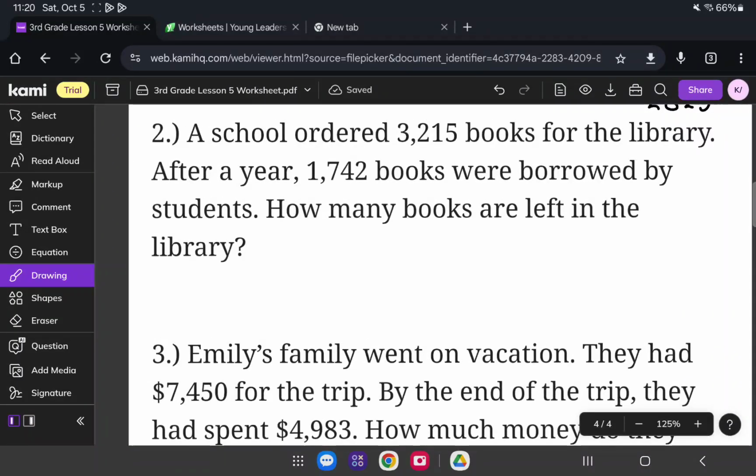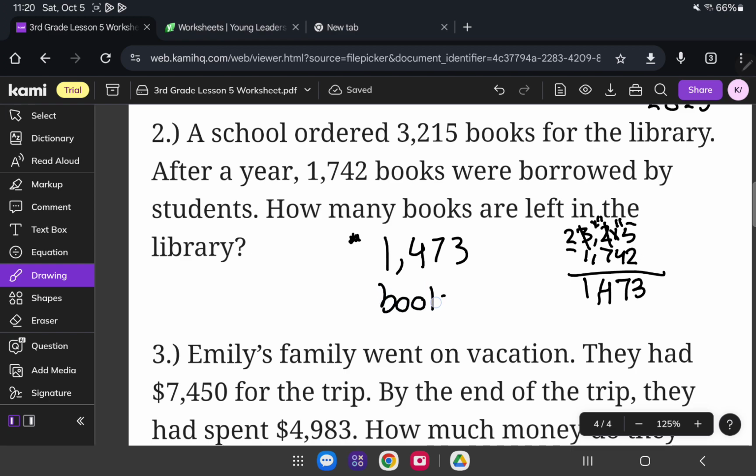All right, so we originally have 3,215 books, but then we lose 1,742 because students have checked them out. So 5 minus 2 is 3. We do 11 there and then 1 here. 11 minus 4 is 7. We also make this an 11 and make this one a 2. 11 minus 7 is 4. And then 2 minus 1 is 1. So we have 1,473 books left.